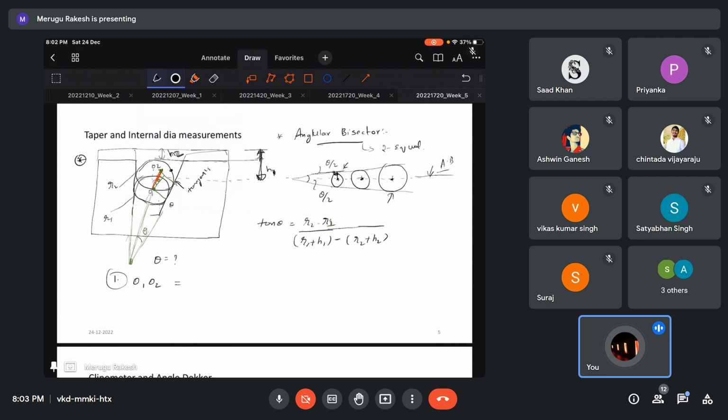Just check. I will write an expression initially. Just check it. H1 plus R1 minus H2 plus R2. Just check whether it is correct or not. Sir, this expression divided by cos theta by 2, then it is correct. Okay.